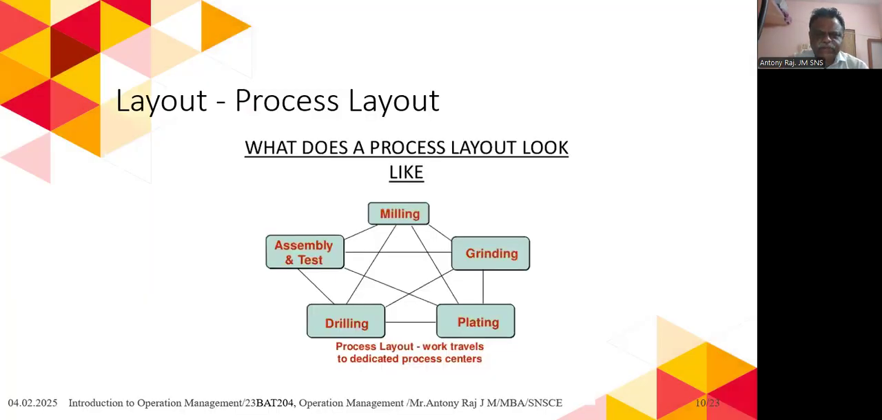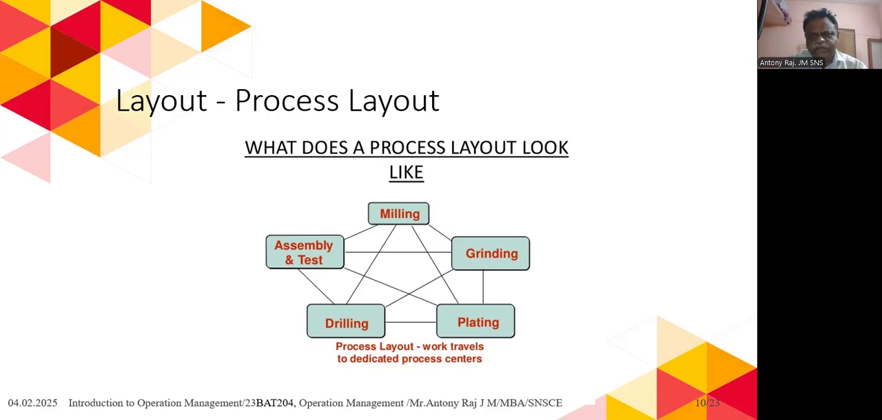So there is something called a process layout, where the arrangement of the various resources, the plant, the machinery, the men are all based on the process. It is not based on the product. For example, if you talk about a food and beverages industry, the layout is completely arranged based on the process. So process is the central priority based on which the complete layout has been arranged.